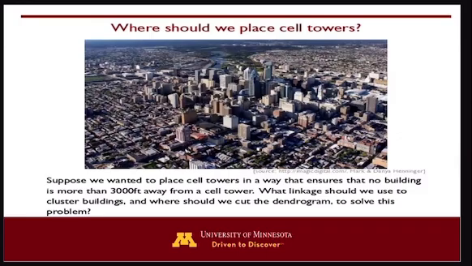Suppose we want to place a cell tower in a way that ensures that no building is more than 3,000 feet from a cell tower. What linkage should we use to cluster the buildings? It should be complete, because with complete we consider the maximum distance. You can place a restriction on the maximum distance, but do you know the problem? Overcrowding. There's going to be crowding. Can you see that? Even though you are able to reach all the buildings within the perimeter, it's going to be crowded. That's all you see right now.